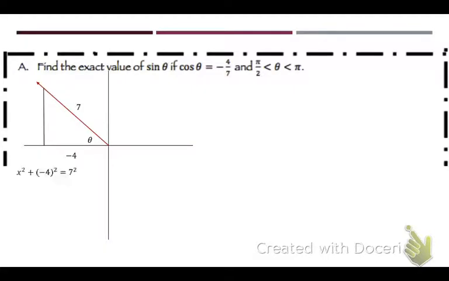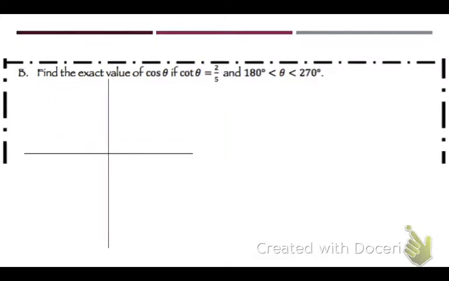So I'm going to use the Pythagorean theorem to find that missing side. So that's x squared plus -4 squared equals 7 squared. X squared plus 16 equals 49. Subtract that 16 over, you get x squared equals 33. So x equals the square root of 33, and that's that line right there. So sine is opposite over hypotenuse. The opposite side is the square root of 33. The hypotenuse is 7. Okay, not too bad.